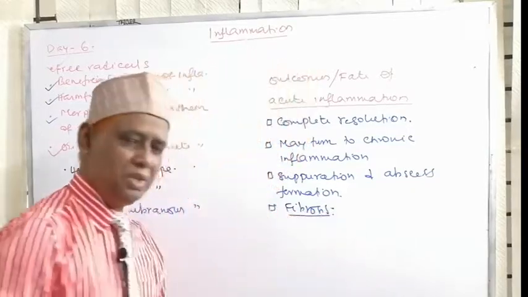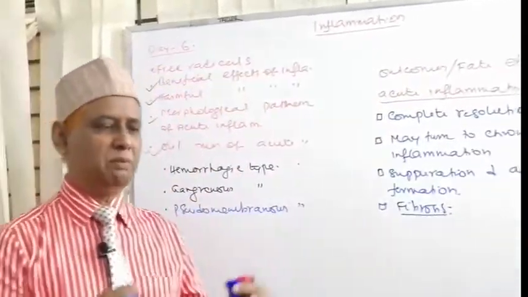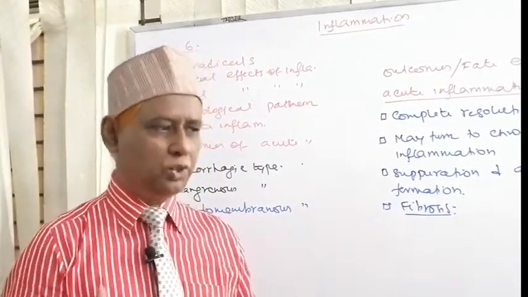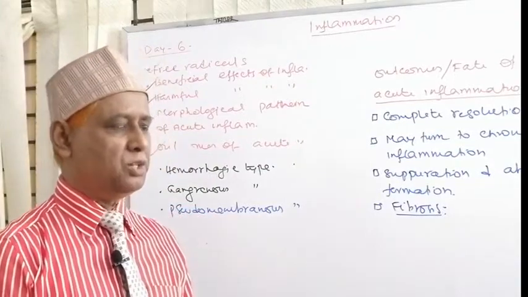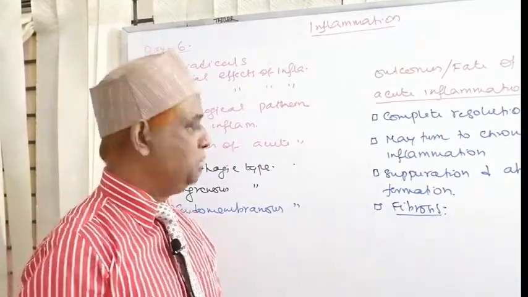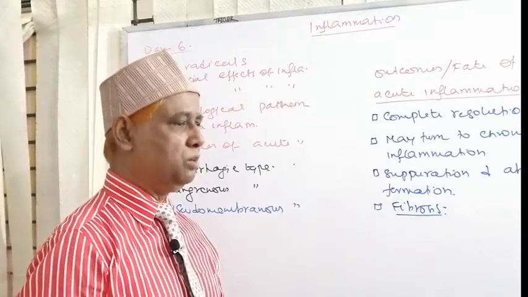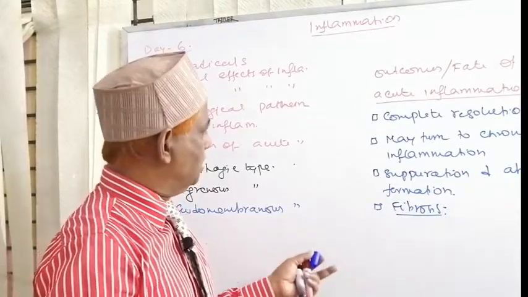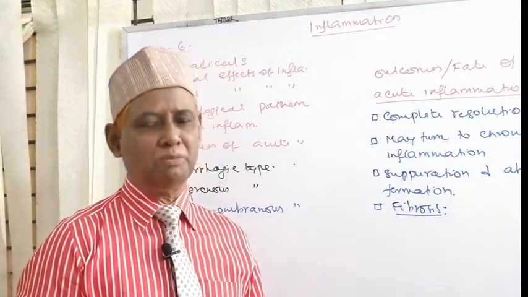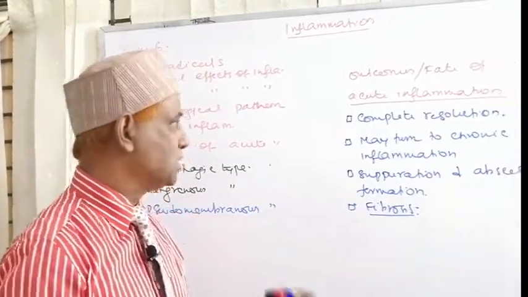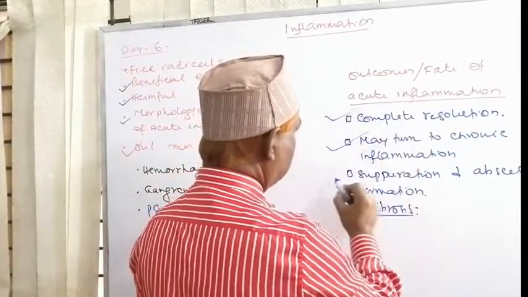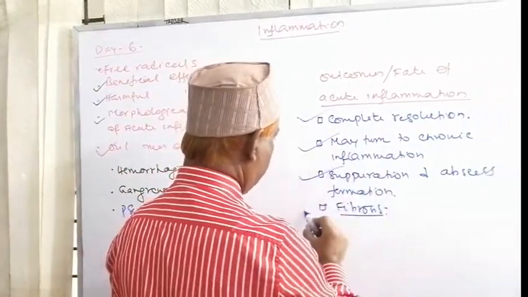Dear audience, whatever the site, if acute inflammation is associated with tissue injury, it may lead to fibrosis. If acute inflammation is associated with tissue loss, then there is question of fibrosis, otherwise no fibrosis. So one is complete resolution, may turn to chronic inflammation, suppuration and abscess formation, and fibrosis.